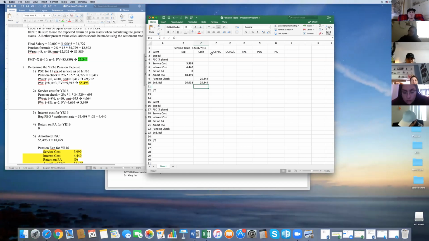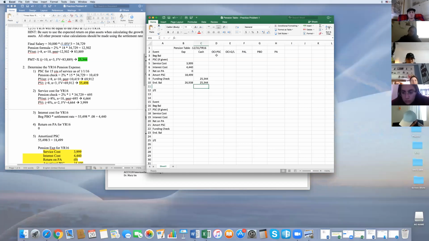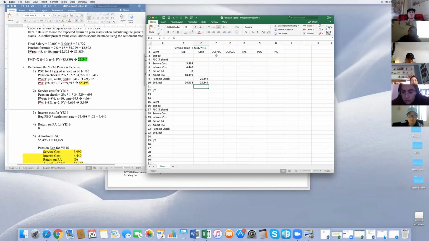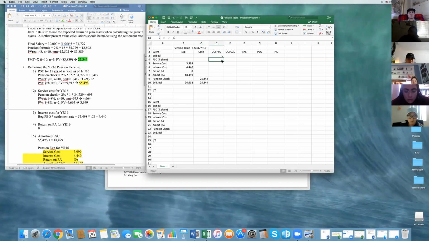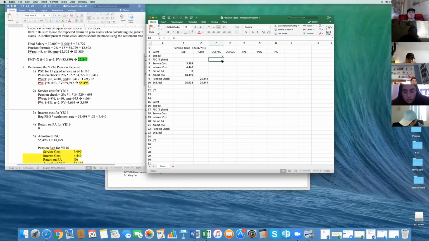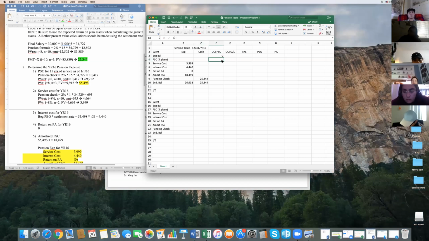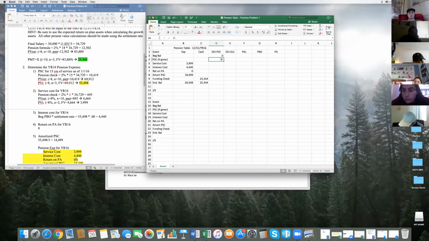Okay, and then for OCI prior service cost, we didn't have any beginning balance, right? Prior service cost was 0 at the beginning. However, let me see. Since this was the first year, we calculated the prior service cost.